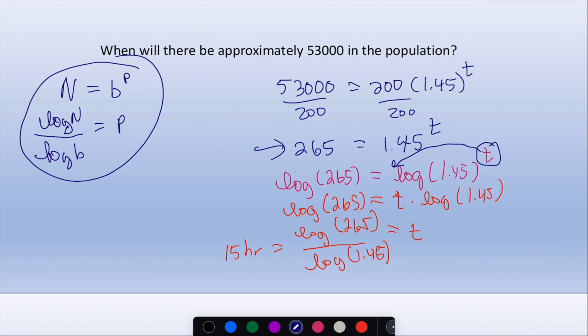You have to use either the log button, or it also works for the ln button on your calculator. So I don't know how many there'll be like that, but I did want to show you that formula.